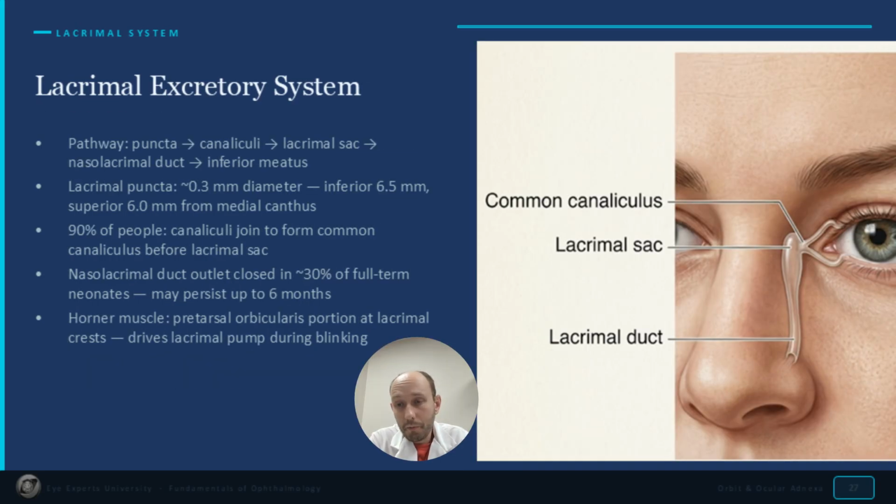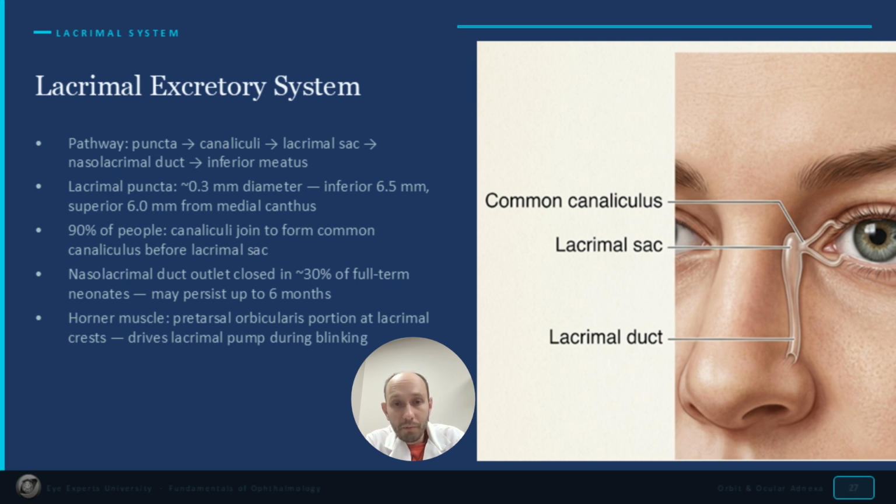Now, tears have to drain somewhere. So tears drain through the canaliculi. We have a superior and inferior punctum. They then drain through the upper and lower canaliculus into the common canaliculus, which then drains into the lacrimal sac and then goes down the lacrimal duct. And the nasolacrimal duct drains into the inferior meatus, so everything eventually goes into the nose. That is why you can, in fact, taste your eye drops.